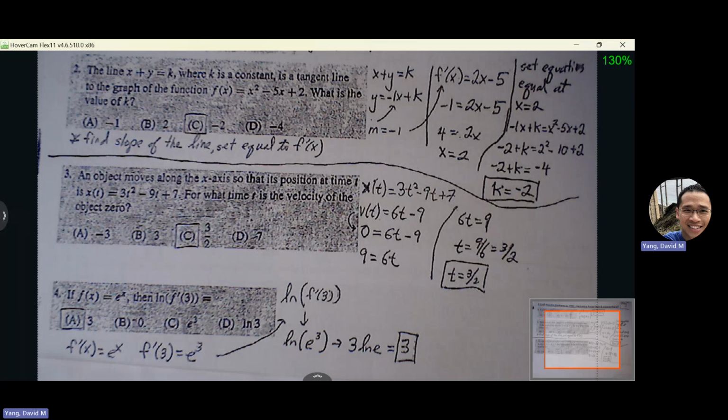We know the derivative of e to the x is just e to the x. Plug 3 into the derivative, we get e cubed. So natural log of e cubed. We can clean this up because the natural log and the exponential function base e will cancel each other out. So the only thing left over is that exponent 3.